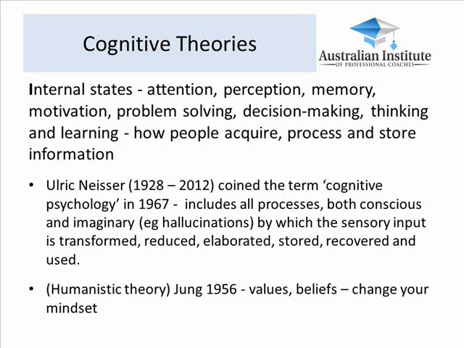Cognitive theories focus on a person's internal state and are concerned with things like attention, perception, memory, motivation, problem-solving, decision-making, thinking, and learning. In short, how people acquire, process, and store information. Ulrich Neisser coined the term cognitive psychology in 1967 to include all processes, both conscious and imaginary, for example hallucinations, by which the sensory input is transformed, reduced, elaborated, stored, recovered, and used.